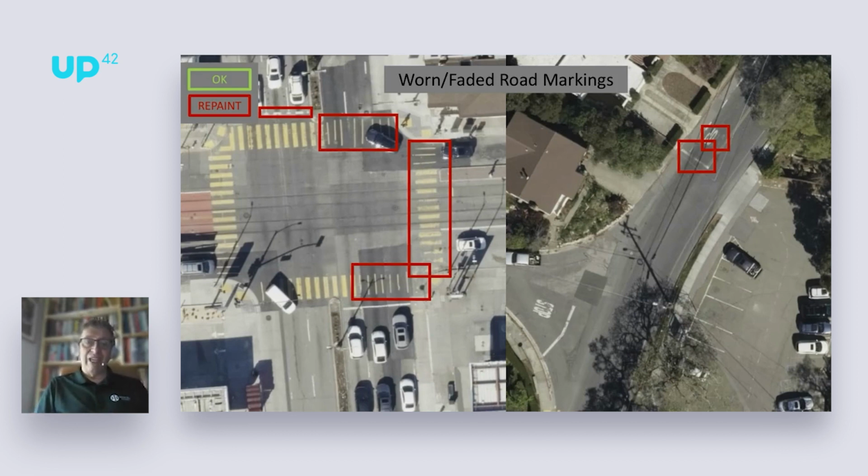artificial intelligence, we were able to then determine the condition of those road markings and highlight those that are in need of repair, repainting, and even taking it to a stage where we can identify areas where the road layout might need changing to improve safety for both pedestrians and cyclists.